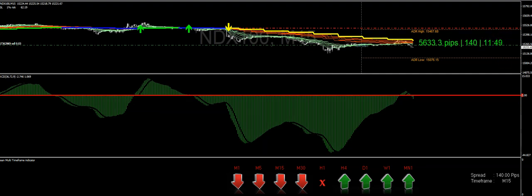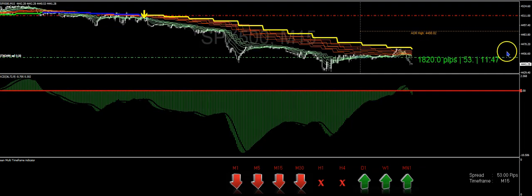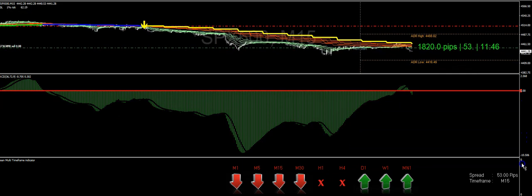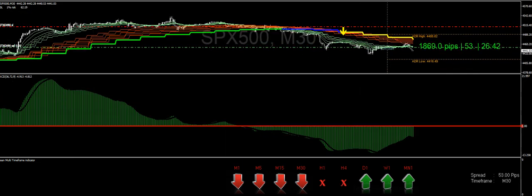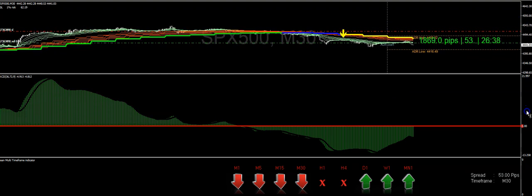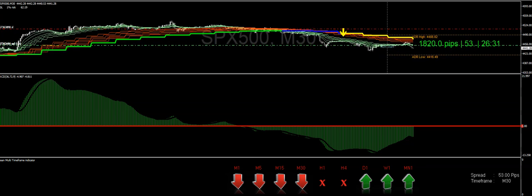Okay, and then let's go to the S&P. And look at that, just hitting them. Let's go to 30 minute. Okay, and you can see it. I told you guys, pull it tight so you can see the actual wave move. So you can see the move. See, they did the same thing again.